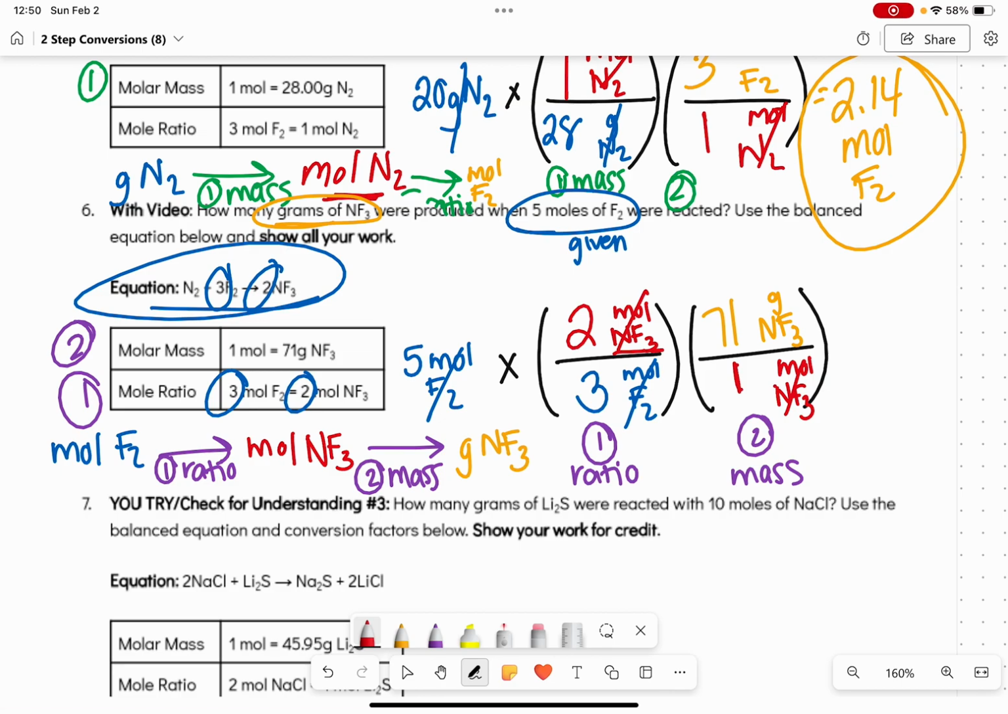So go ahead and plug this into your calculator. And you're going to get 236.67 grams NF3.